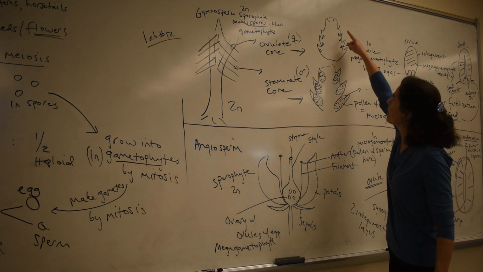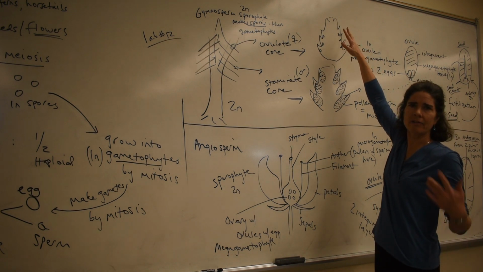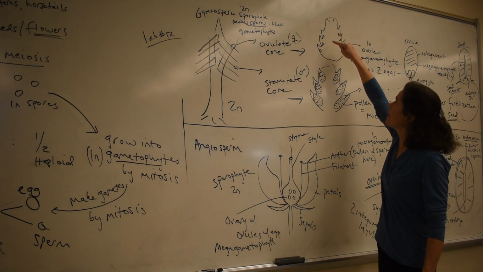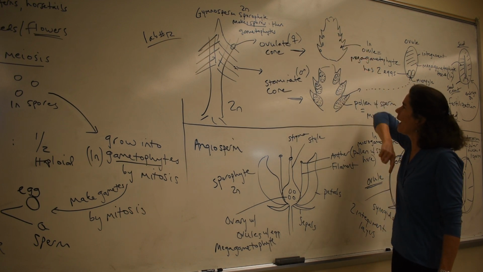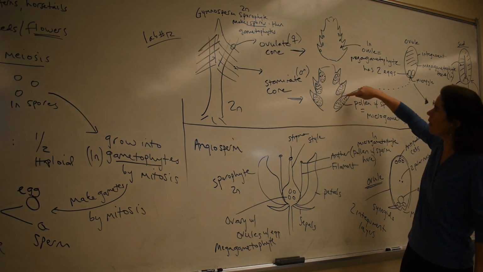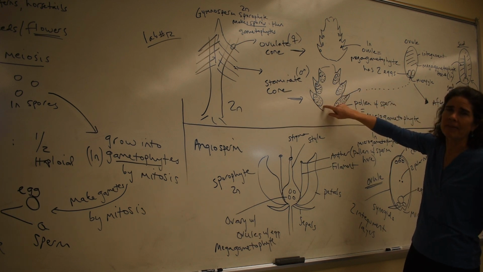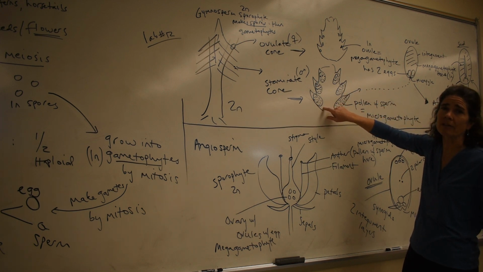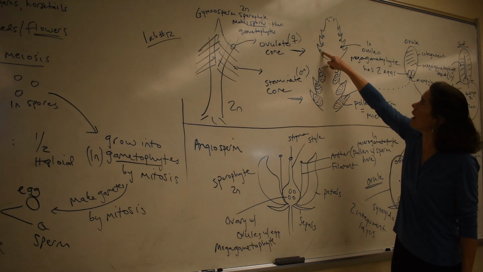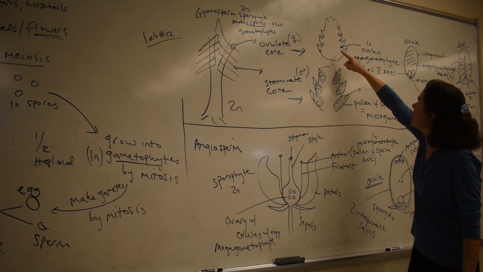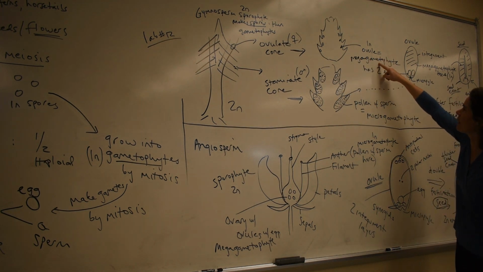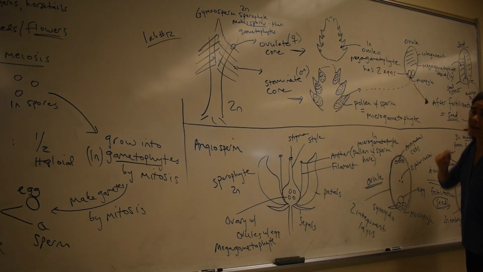Inside the cone, I'll show you actual slides after we get through with this, there will be ovules near the base of the scale of the cone, and in a staminate cone, there will be pollen. That's the microgametophyte, the male gametophyte, versus the ovule, which is the megagametophyte for the female. All right, so inside the ovule, it is making gametes, because it's a gametophyte.